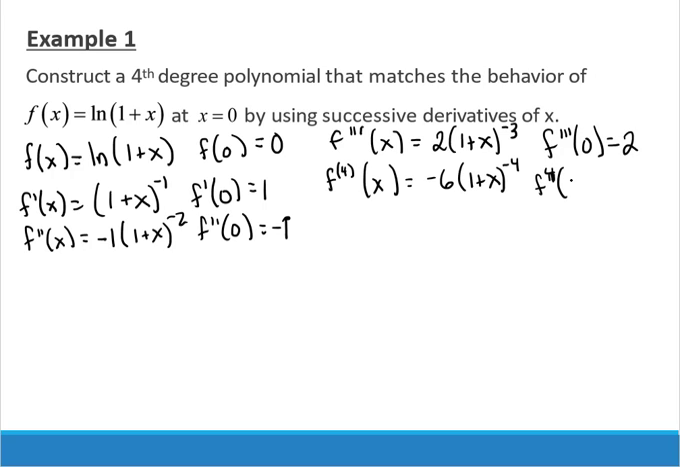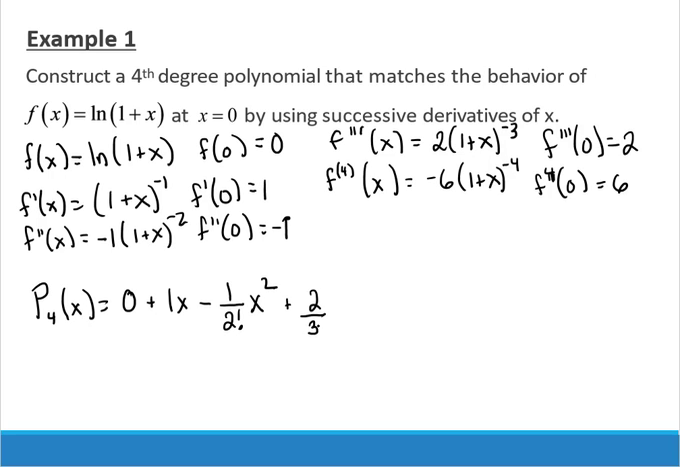So a Taylor polynomial, or a polynomial of order 4, is equal to my initial condition 0 plus first derivative times x plus my second derivative over 2 factorial, that's the order of the derivative, x squared, plus 2 over 3 factorial, because we're talking about the third derivative, plus 6 over 4 factorial.